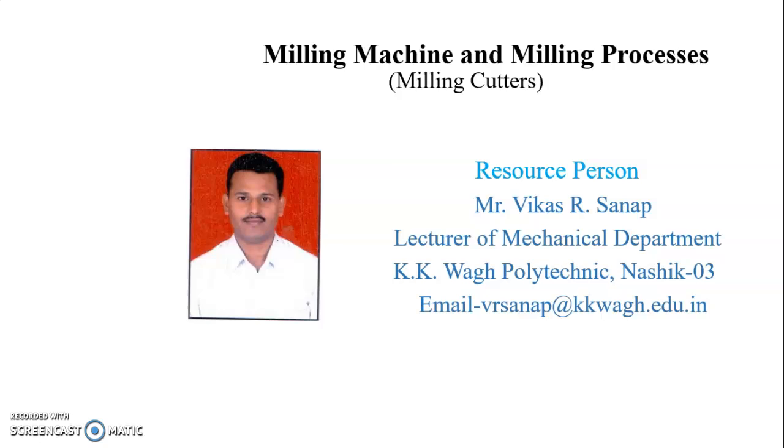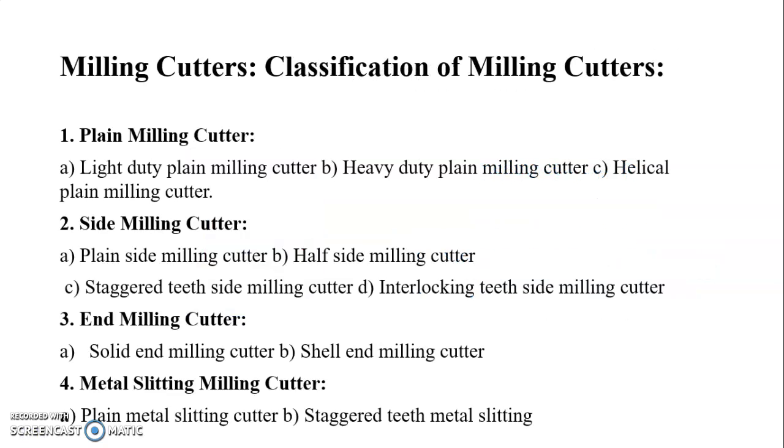In the next slide, there are different types of milling cutters. Here we are going to see the classification of milling cutters. First, the plain milling cutter. Under this category there are three cutters: light duty plain milling cutter, heavy duty plain milling cutter, and helical plain milling cutter. Second, the side milling cutter. Under it are the plain side milling cutter, half side milling cutter, staggered teeth side milling cutter, and interlocking teeth side milling cutter.